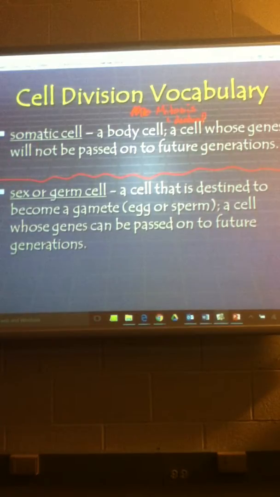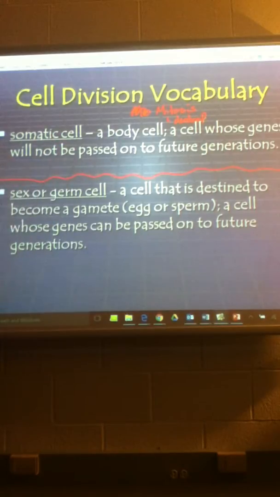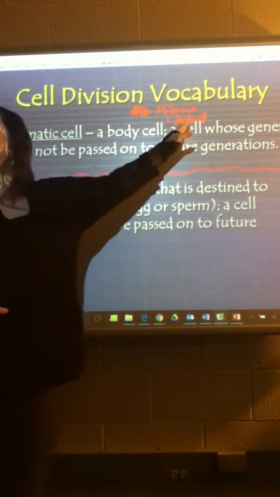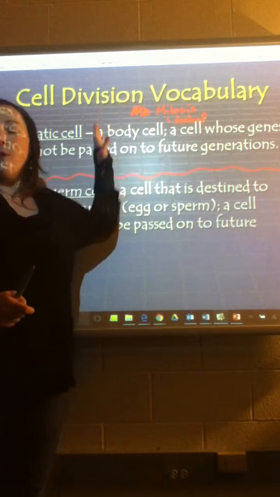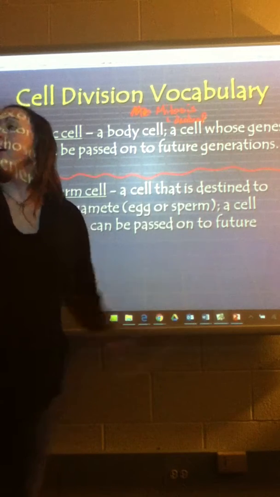All right? If you practice really hard at something and you get really strong legs from running all the time, are your kids going to be born with really strong legs? No. That's a somatic cell that's not going to be passed on to future generations. These are the cells we're talking about when we're talking about mitosis. Going through the cell cycle and producing identical body cells.